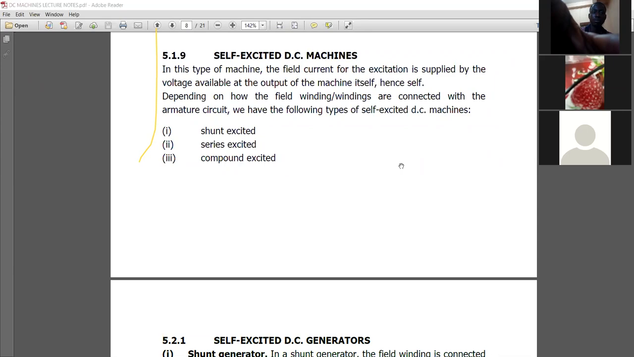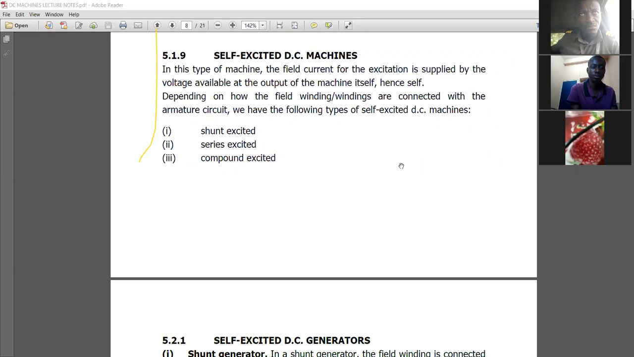If you want to label it as a DC generator, it means you must put in another arrangement to convert that AC to DC. I hope you understand that. Okay.